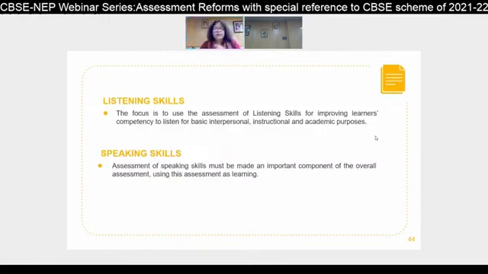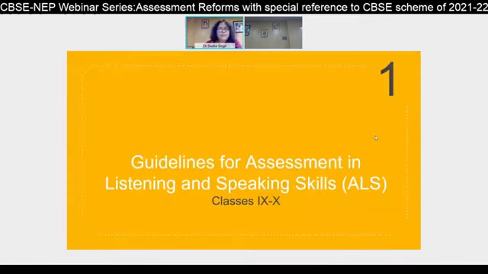So the listening skill focus should be on improving learners' competency to listen for basic interpersonal, instructional, and academic purposes. Whereas for speaking skills, the assessment should be made an important component of the overall assessment, using this assessment as learning. These are the guidelines for classes 9th and 10th.